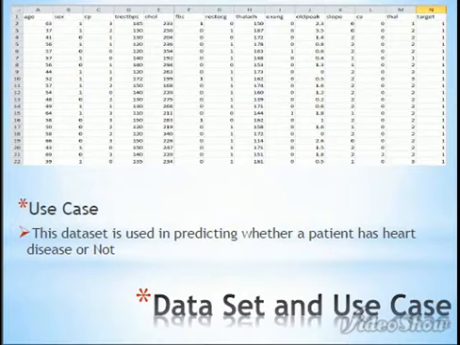As for the use case here, the dataset is used for predicting whether the patient has heart disease or not. But as we can see, this is the representation of the dataset in Excel.